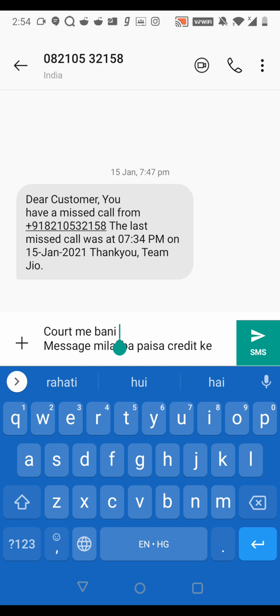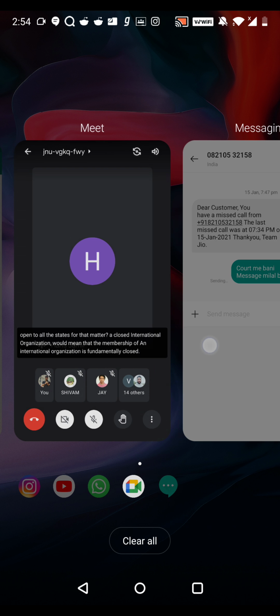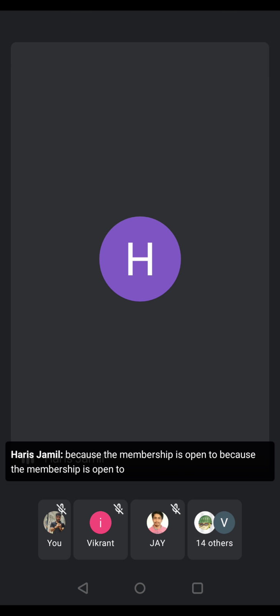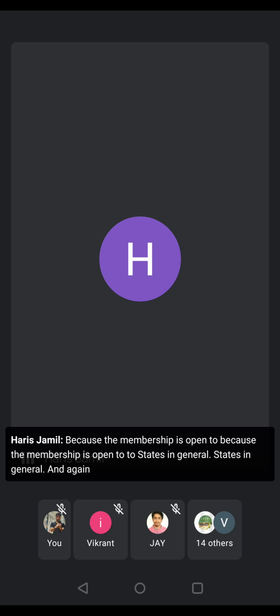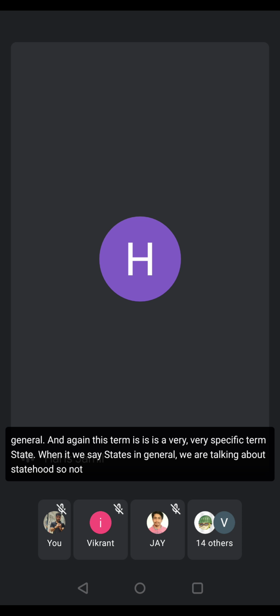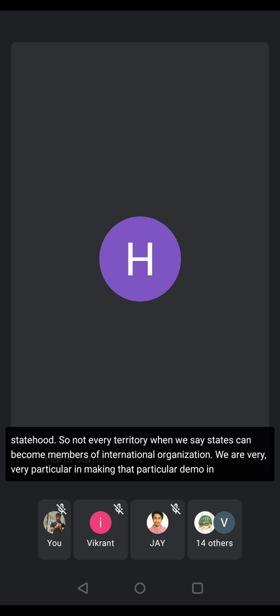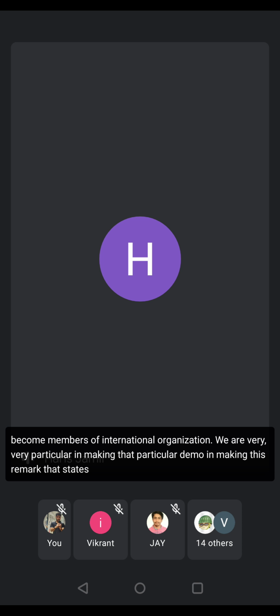Sorry? Sir, 164th. 164th country. Wonderful, thank you. So now, because the membership is open to states in general, and again, this is a very specific term. When we say states in general, we are talking about statehood. So not every territory can become a member. When we say states can become members of an international organization, we are very particular in making that remark.